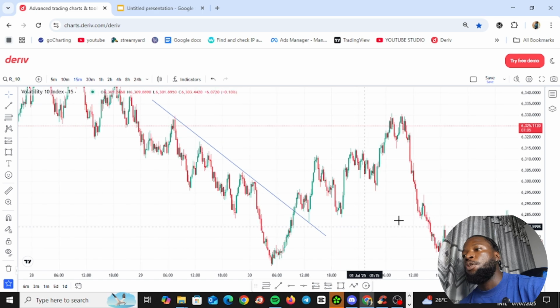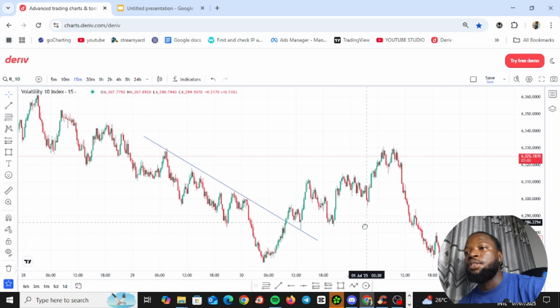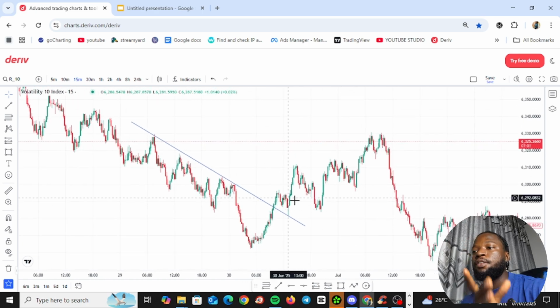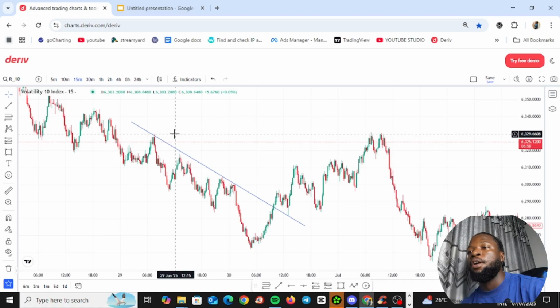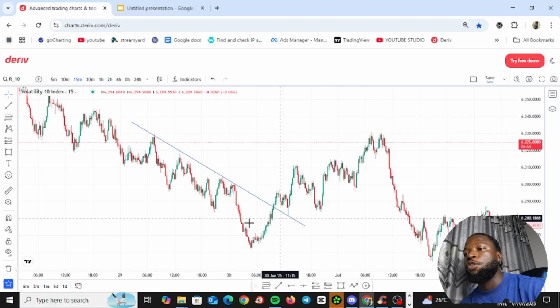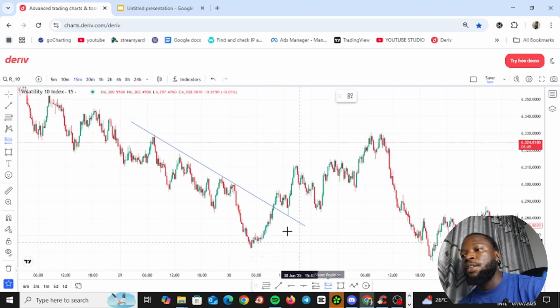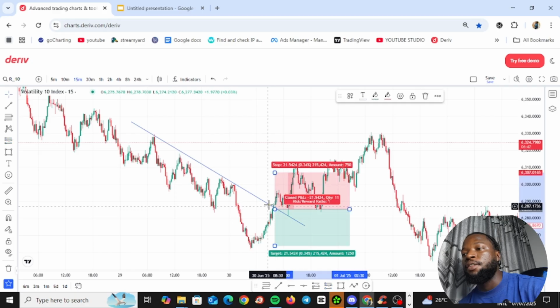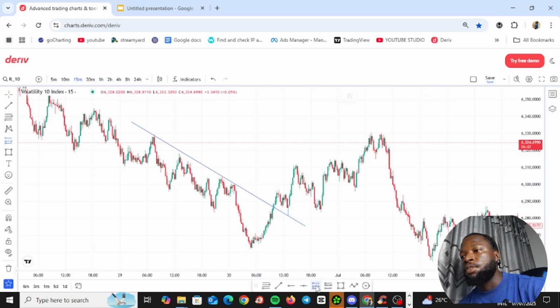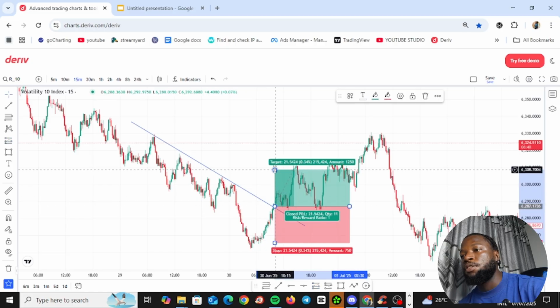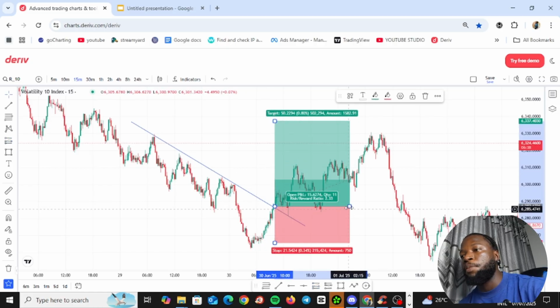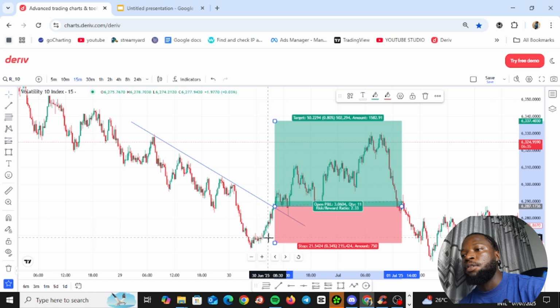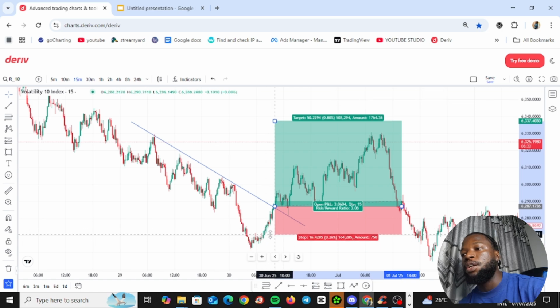Okay, so the moment price breaks out of my resistance level, I'm going to be taking my buy. Okay, and I'll put my take profit somewhere here, and my stop loss will be somewhere below. So the moment at which price breaks out of this trend line resistance, I'm going to be taking my buy, and then my stop loss will be below this level.